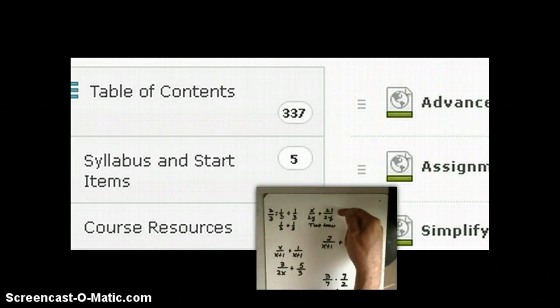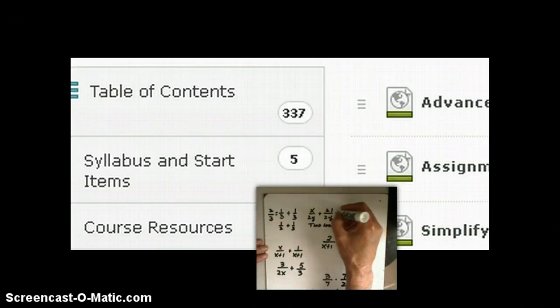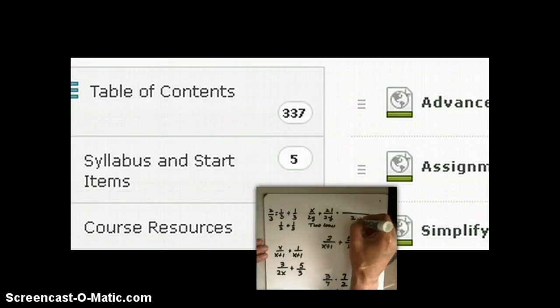Now, you could do the same thing, instead of with arithmetic, with algebra. So we have the same denominator. The denominator is 2y, and we're going to add the top, x plus 21. So x plus 21 over 2y.